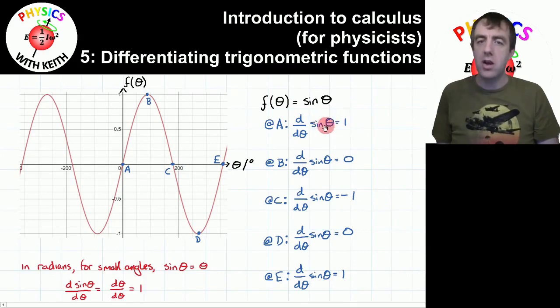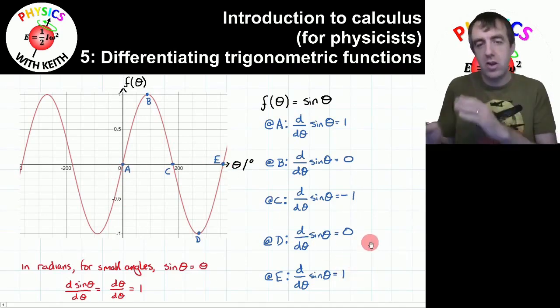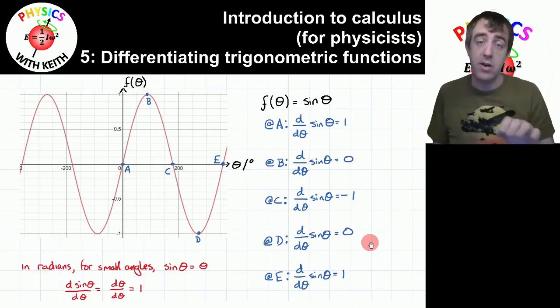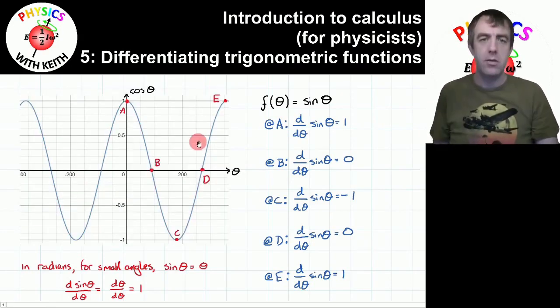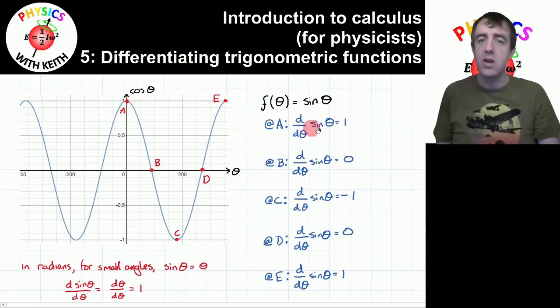Differentiating this function, sine theta, we should get a function that has a value when theta equals 0 of 1. A value when theta equals, in this case, 90 degrees, because we're working in degrees, of 0. A value when theta equals 180 degrees of minus 1. A value when theta equals 270 degrees of 0. And a value when theta equals 360 degrees, back to 1 again. And this function should keep repeating. And we know a trig function that passes through all those points. So you can see here at point A, we needed the value 1.